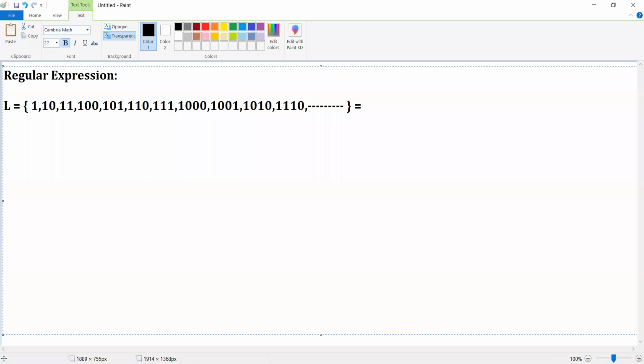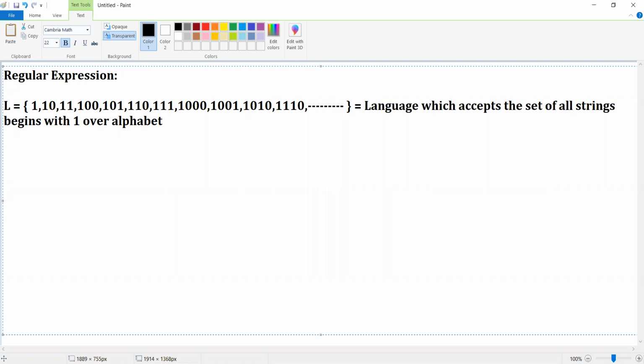Now, what is this language? Can I write it like this? This is going to be the language which accepts the set of all strings that begin with 1, over alphabet 0, 1. So this language says it consists of all those strings where each string begins with 1, and once it begins with 1, whatever comes after that one does not matter. This is what this language is talking about.